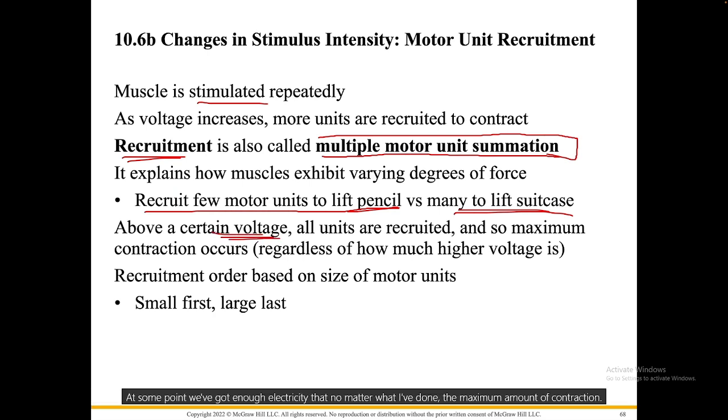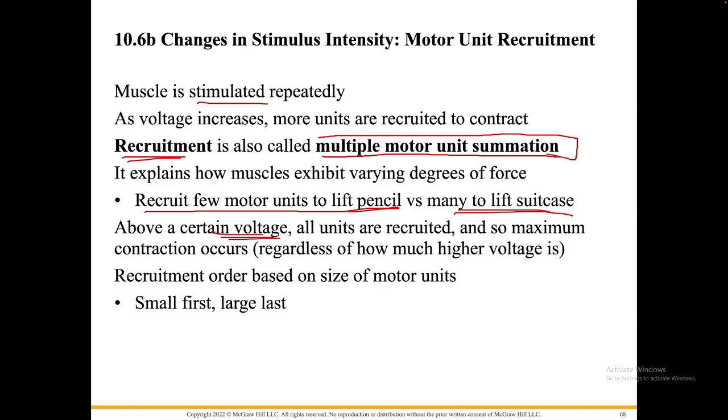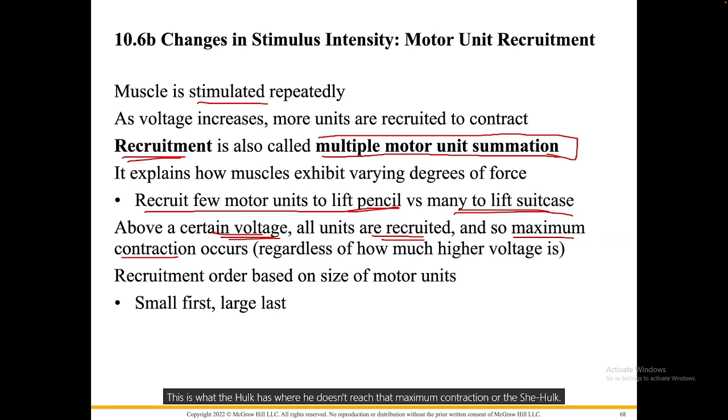At some point, we've got enough electricity that no matter what, I've done the maximum amount of contraction. I can only recruit so much, and there is a limit. I mean, if you're familiar like with the Incredible Hulk, right? This is what the Hulk has where he doesn't reach that maximum contraction, or the She-Hulk, she doesn't reach maximum contraction. She goes through a new, it's hypothetical, but another physiological process. But you and I have maximum contraction.